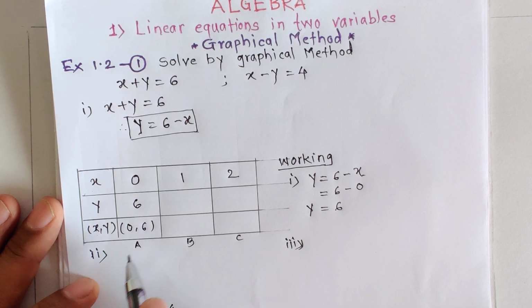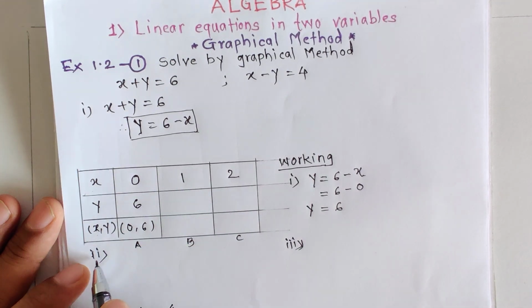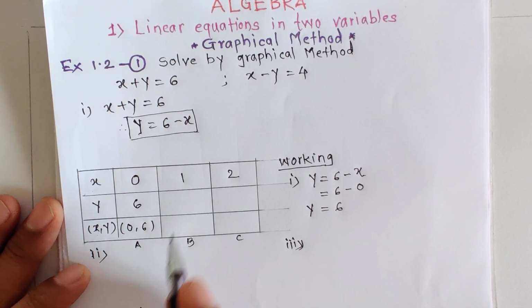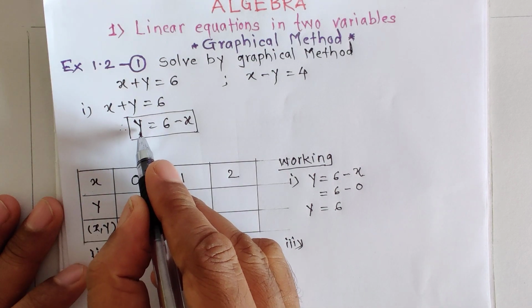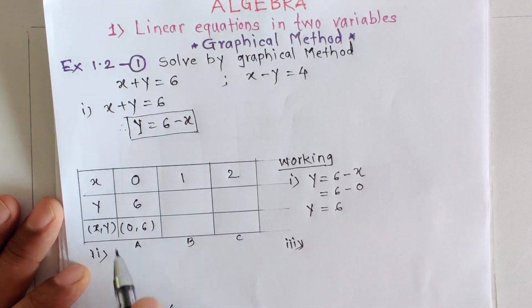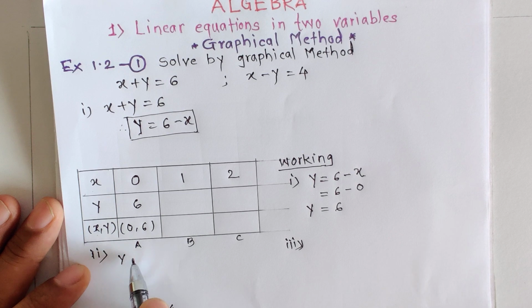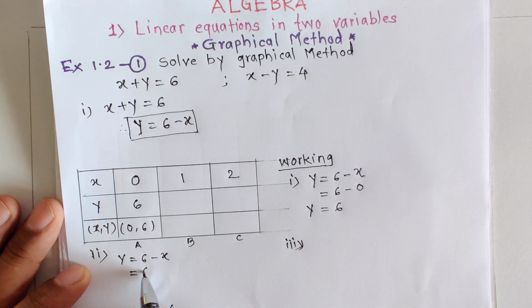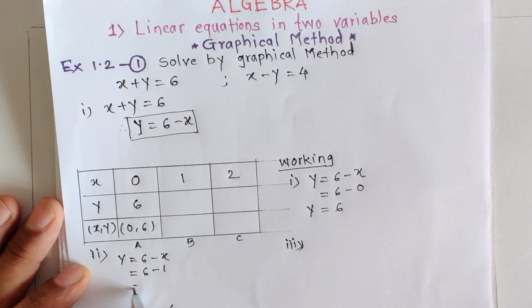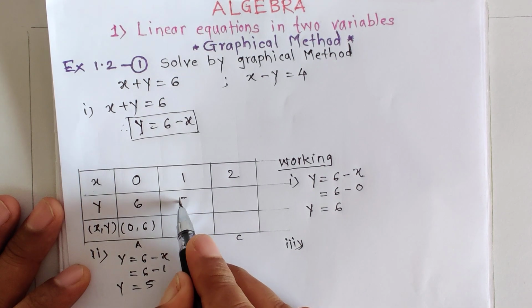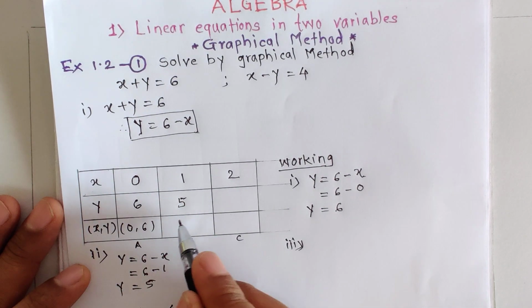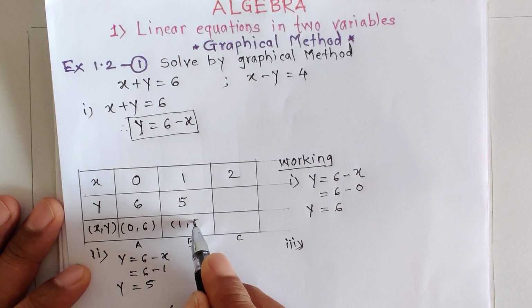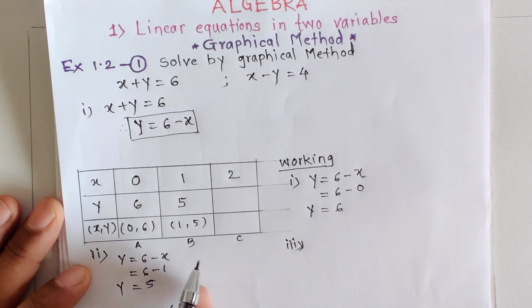Now second workout. Here it is the second workout. x is taken as 1. Rewrite the formula for y. Again write: y is equal to 6 minus x. Now substitute the value of x. 6 minus 1, we get 5. So y is equal to 5. So 1, 5, this is the coordinates of second point, that is point B.